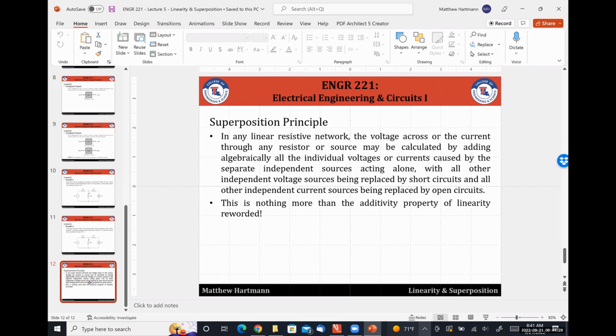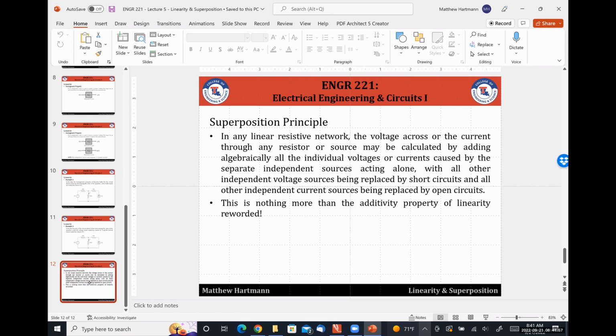So we technically already learned superposition when we were going through those other things in our discussion of linearity, okay? So this is really just telling us the rules specifically for a circuit. Turn each individual independent voltage source on once, turn all the other sources off, find the result you're looking for, and then add them all together at the end. That is superposition.